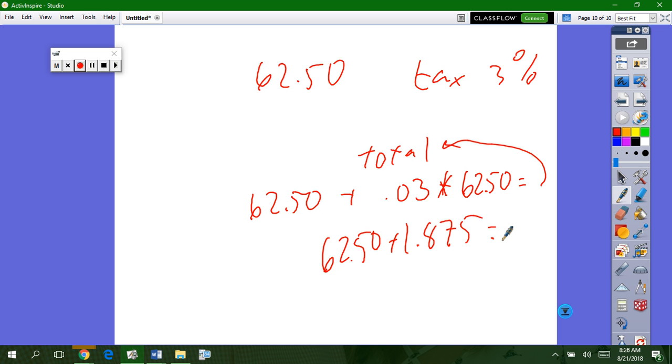Now, to be honest, guys, in the grocery store, what do they charge you there? We don't have a half a cent, do we? They would give us 88. Even if that was a 2, what would they do? They'd round it up.